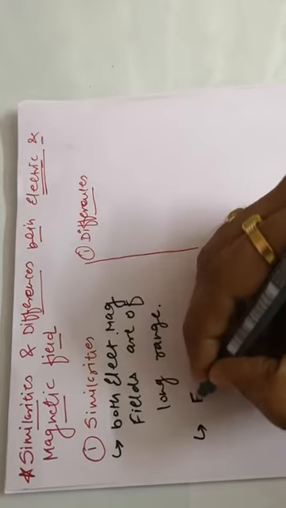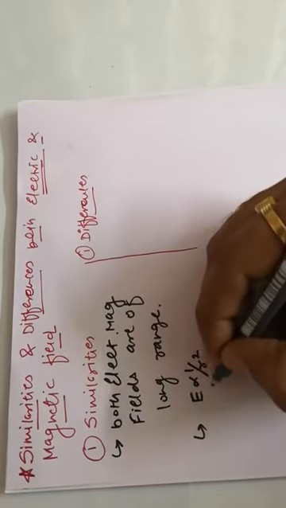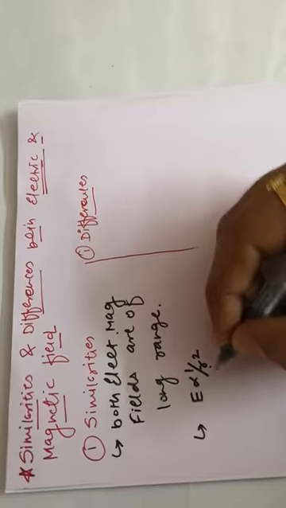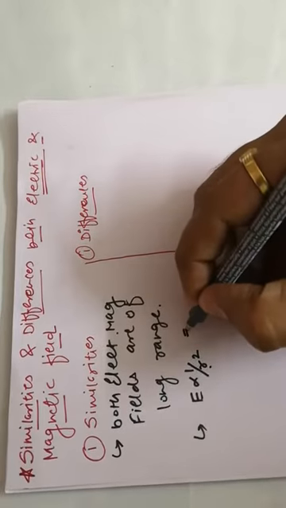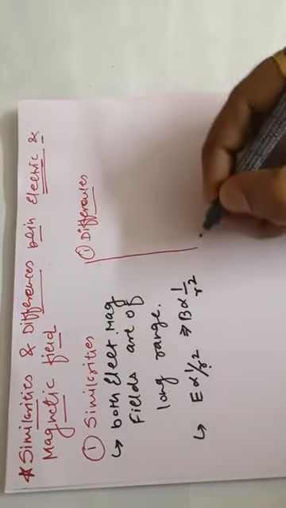As you can say, E has a relationship called inversely proportional. So E is inversely proportional to 1 upon r square, and when r is larger, E is smaller. The same is the case for B, which is proportional to 1 upon r square.